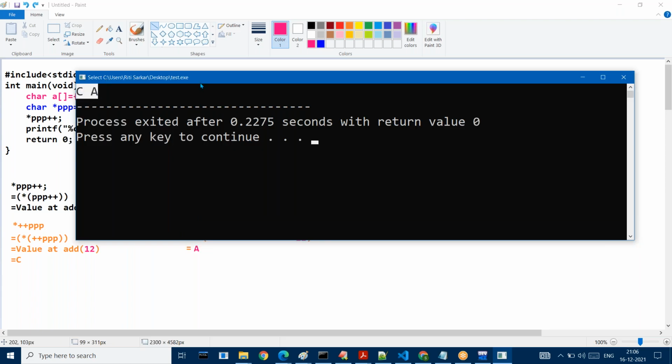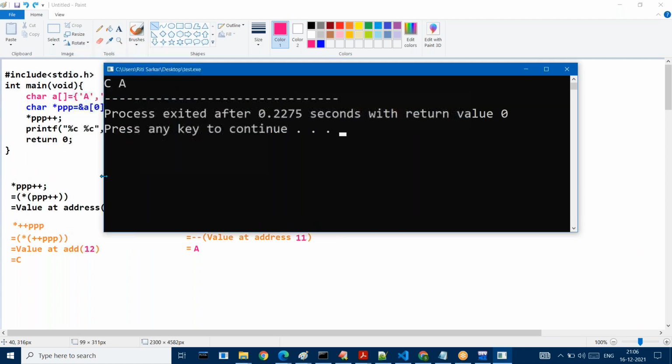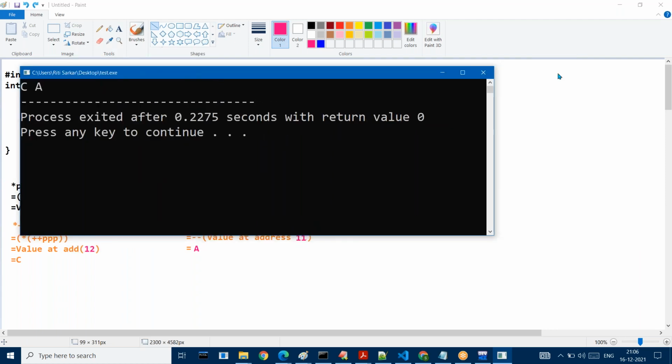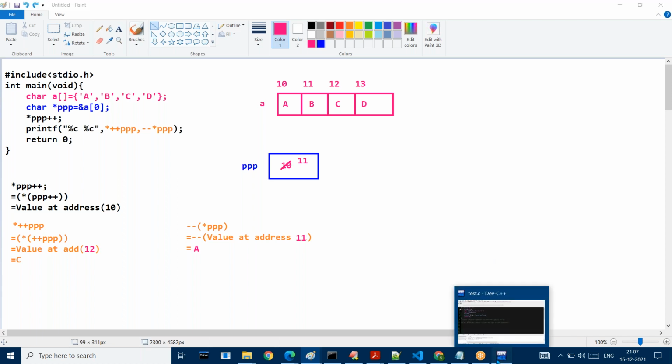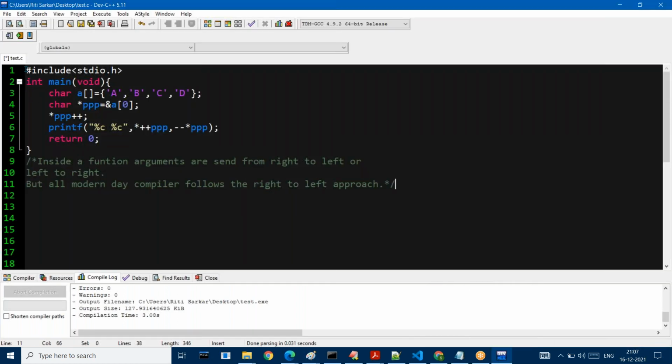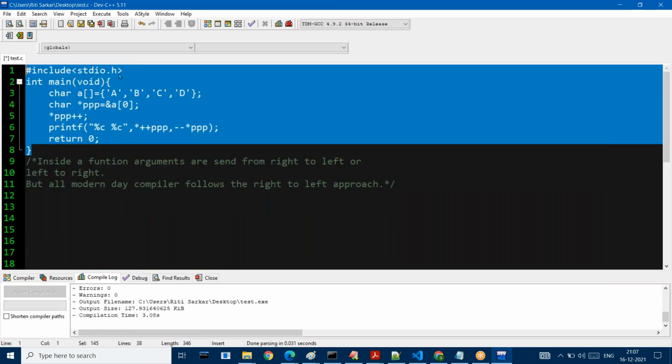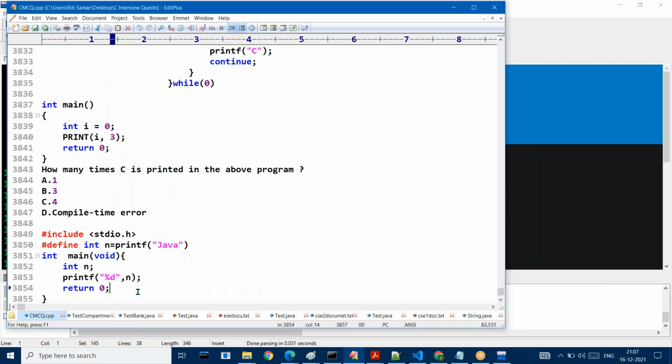But maybe in some compilers, you can get CB as the answer also. But nowadays you are not going to get that CB because it is an old days compiler story, where they used to consider the arguments inside a function from left to right. But all modern day compilers consider the function arguments from right to left. That is the one thing you have to remember whenever you are working with functions and you have statements which are evaluating inside a function argument. There you have to be a bit careful. What will be the order? For all modern day compilers it is right to left.